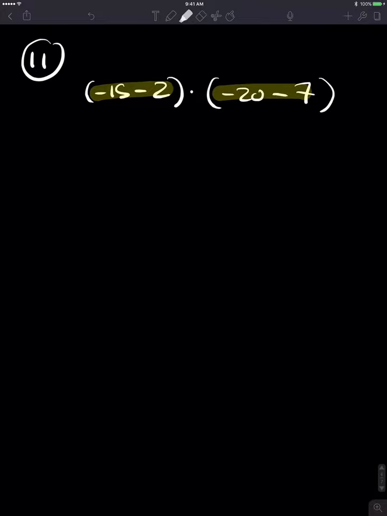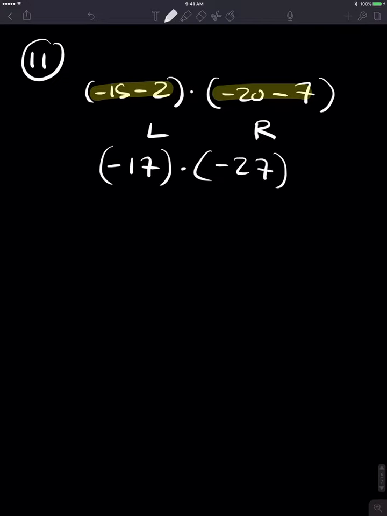Now, since we have two parentheses, we work again left to right because these have the same priority. Negative 15 minus 2 is negative 17. I emphasize this number is negative by putting it in parentheses. Times negative 20 minus 7 is negative 27. I now have to remember that a negative times a negative is a positive. So my final answer is going to be positive. I won't notate a sign.